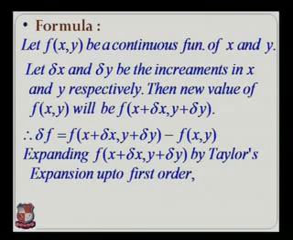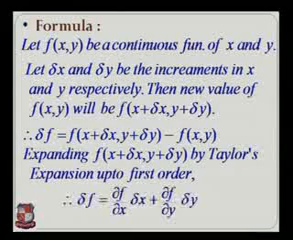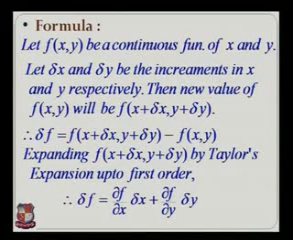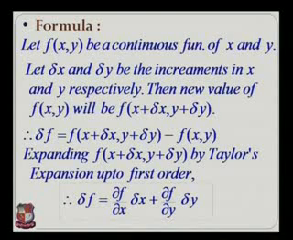Now, how to find the formula for this? Expanding f of x plus delta x comma y plus delta y by Taylor series expansion up to first order, we have change in f is equal to del f by del x multiplied by delta x plus del f by del y into delta y. So this is the error formula. Change in the function f is equal to the derivative of f with respect to x into change in x, plus the derivative of f with respect to y into change in y. It is only for two dimensions. Sometimes we have a function which is a collection of two or more variables.